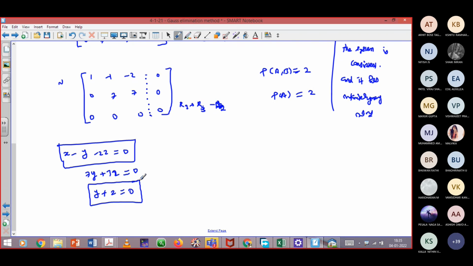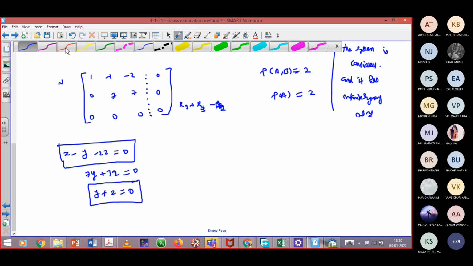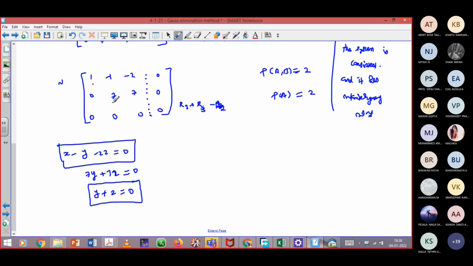So I should introduce free variables, that means dummy variables. How can the dummy variable be introduced? That is very easy. These diagonal elements will be called pivot elements. This is the leading variable, because the starting variable always will be the leading variable.